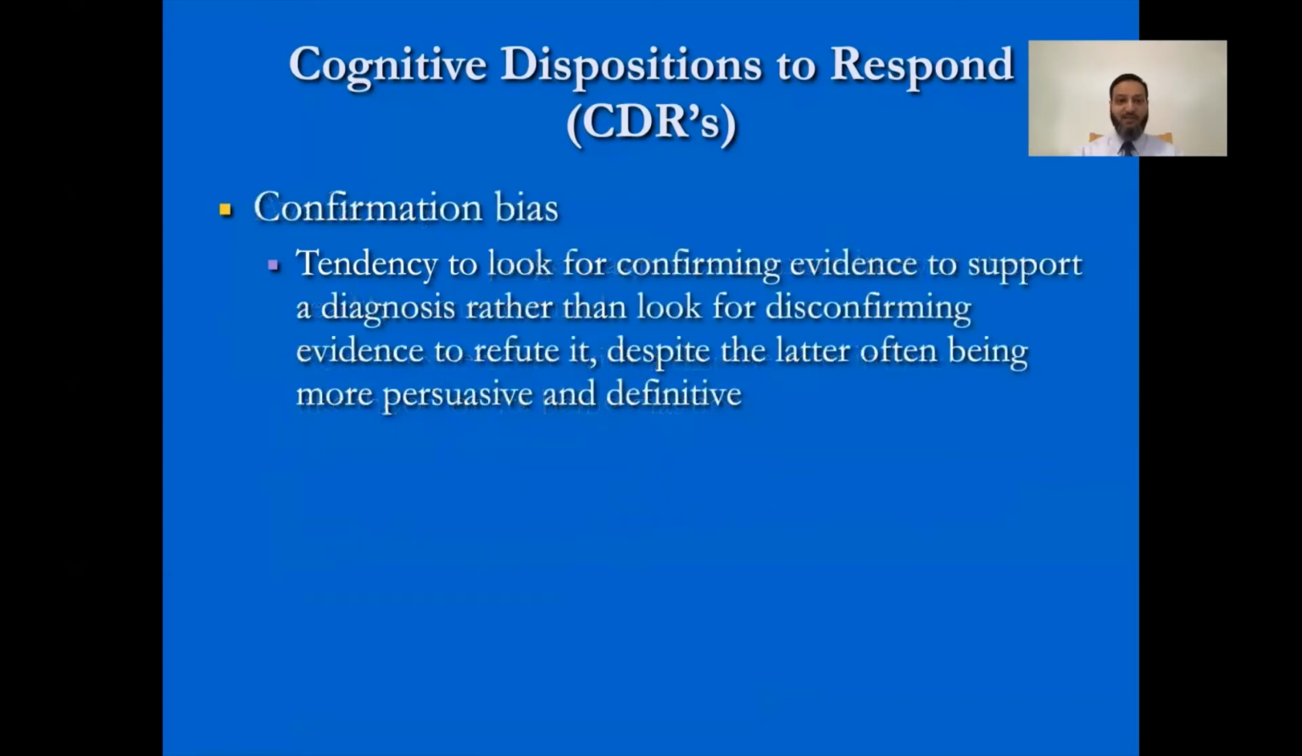The next one is confirmation bias. This is the tendency to look for confirming evidence to support a diagnosis rather than looking for disconfirming evidence to refute it, despite the latter often being more persuasive and definitive. So again, we tend to try to confirm our diagnosis, and we do testing to confirm it. And even if that testing comes back negative, we still say, no, the patient still has this disease or this illness, despite the imaging or the labs not supporting it. But I still think the patient has this diagnosis. Then it's just a lab error, it's something else. Why is it not the finding that I would expect at this point? So that's confirmation bias.